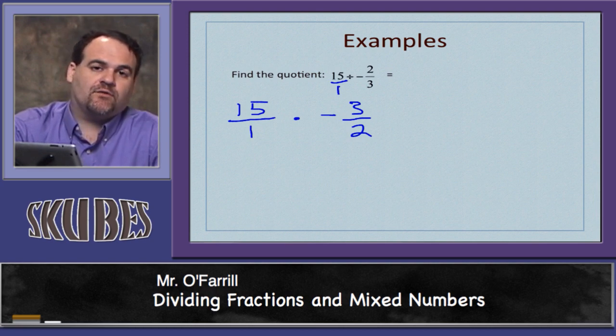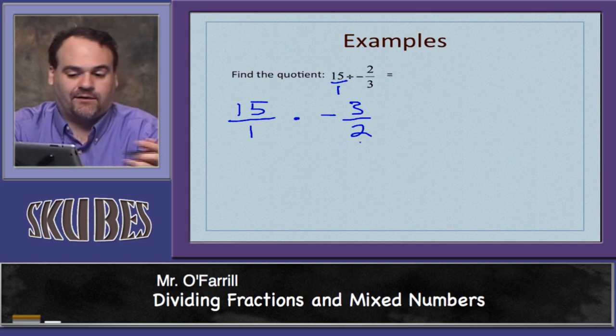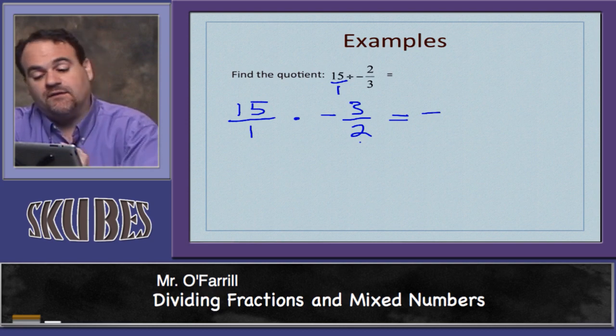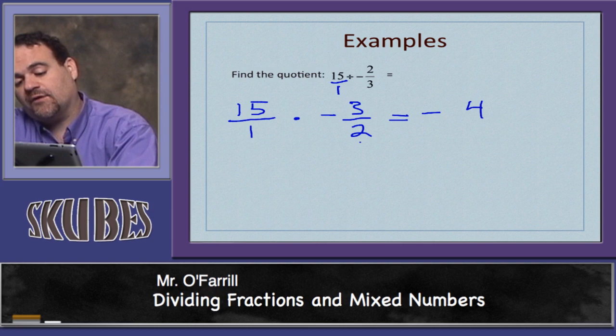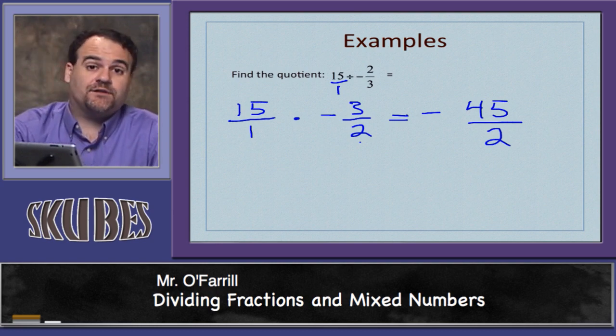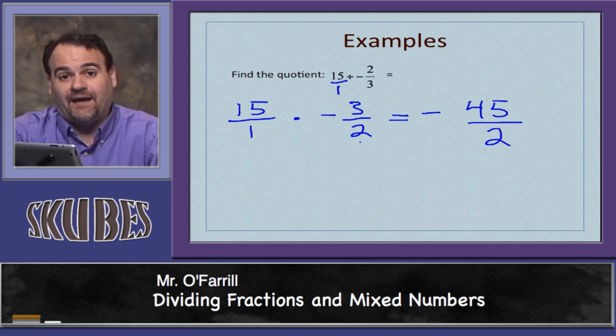Okay? And as you remember from multiplication, we look to see if there's anything in common top to bottom. 2 and 15 don't have anything in common. We have a negative times a positive, so our final answer is negative. 15 times 3 is 45. And 2 times 1 is 2. And to be honest, you can leave the answer just like that. It's negative 45 halves.